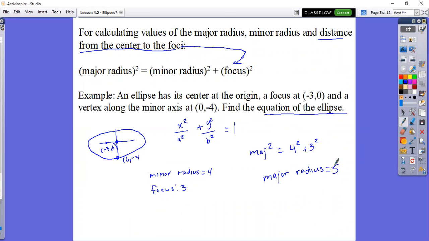So now I can fill in this information. If the major radius is 5, that's in the x direction because it's on the x-axis. Anytime that your major axis is horizontal, then that radius will go underneath x. If the major radius is vertical, then the major radius will be underneath y. So in this case, we have x squared over the major radius squared, which is 25, plus y squared over the minor radius squared, 4 squared is 16, and that's equal to 1. So this would be the equation of this ellipse.